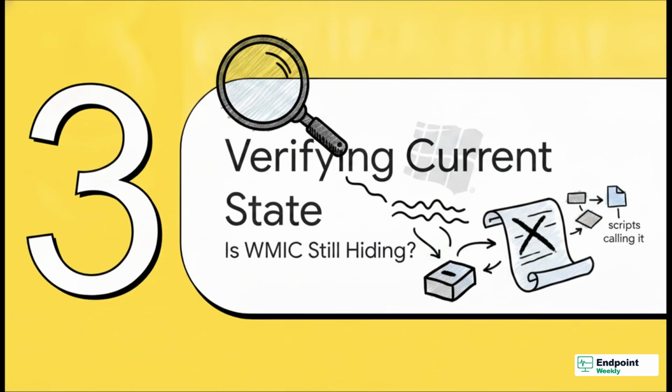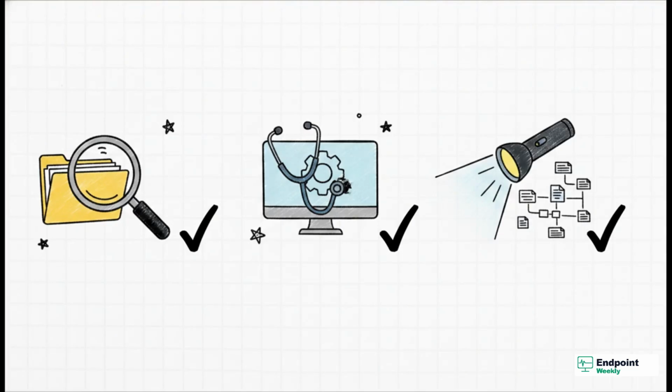Section 3. Verifying your current state. Is WMIC still hiding? Okay, so any system admin can run these 3 manual PowerShell checks right now to get a baseline. First, use Test-Path looking for the WMIC.exe binary in System32 to see if the file physically exists on the machine. Second, run Get-WindowsCapability to check if the OS itself still sees it as an installed feature. And third, run Get-ChildItem to scan your network script folders for legacy dependencies, basically to see what is hard-coded into your environment right now.